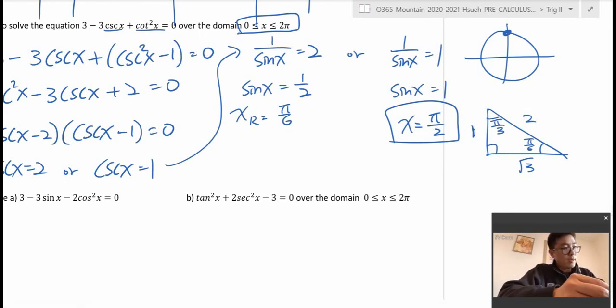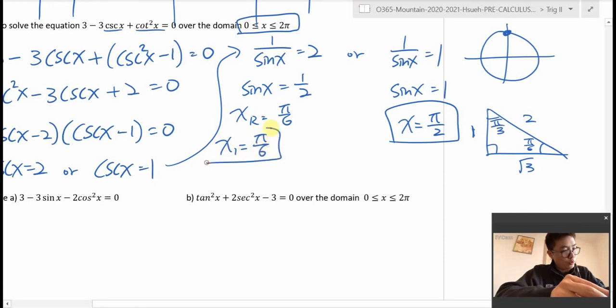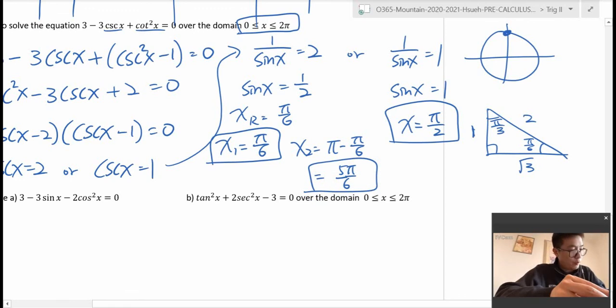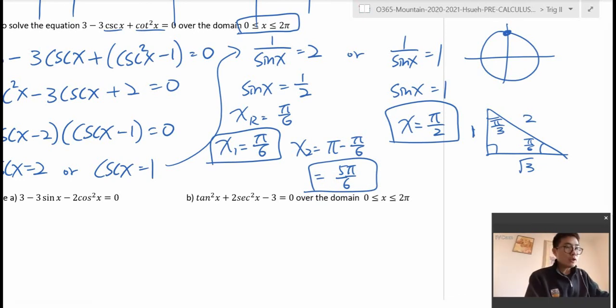So we have sine x equals positive 1/2, and we know that we would have two cases because sine is positive in quadrant 1 and 2. Therefore, our first case is going to be pi over 6. If it's in quadrant 2, then the angle will simply be pi minus pi over 6, which is going to be 5 pi over 6. So there are your three answers right there: pi over 6, 5 pi over 6, and pi over 2. Okay, so that's how you do this.